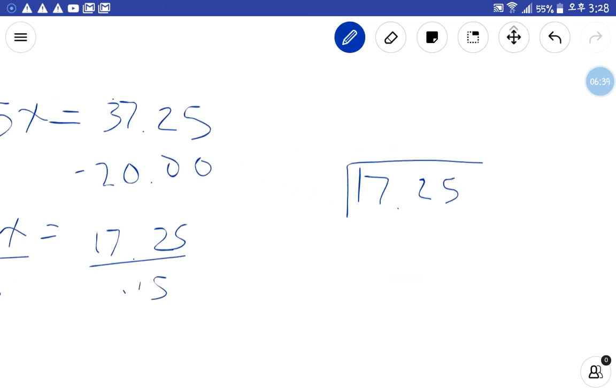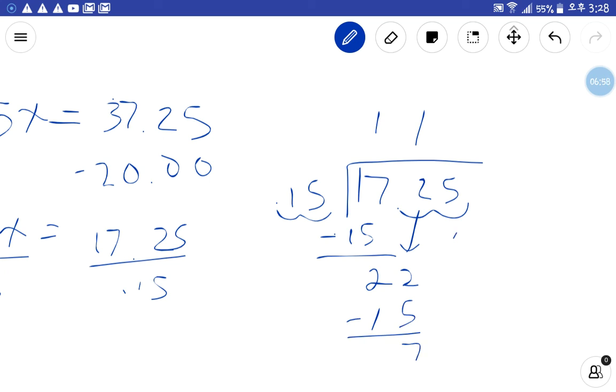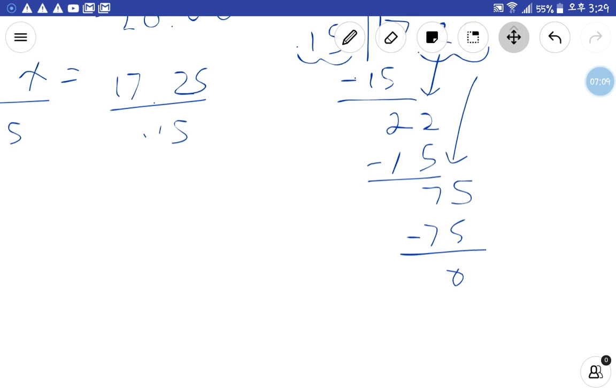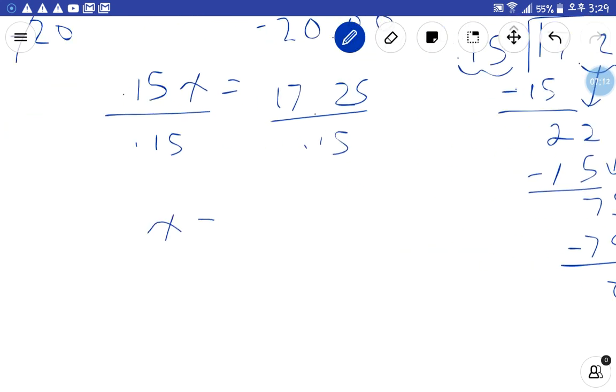17.25 divided by 0.15. Move your decimal point to the right. So I got 1,725 divided by 15. 15 can go into 17 one time. My remainder is 2. Bring 2 down. How many 15 can go into 22? One time. My remainder is 7. Bring 5 down. And then my answer is 5. Then I can divide them fully. So my answer this time, x equals 115. So there are 115 minutes on your bill.